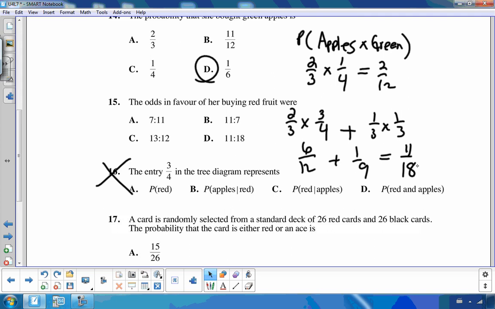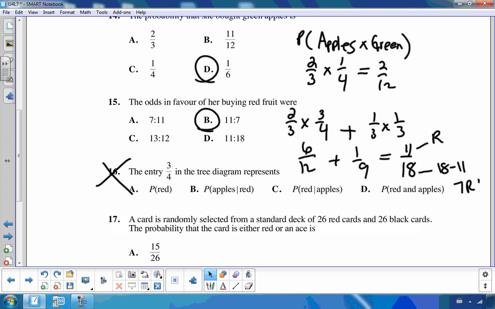So the odds in favor, remember odds don't have a total. This means 11 ways that they are red and the total is 18. So 18 take away 11 means 7 are not red. So the odds in favor of her buying red fruit are the 11 ways of buying red fruit to the 7 ways of not buying red fruit. So that means that B would be the answer.